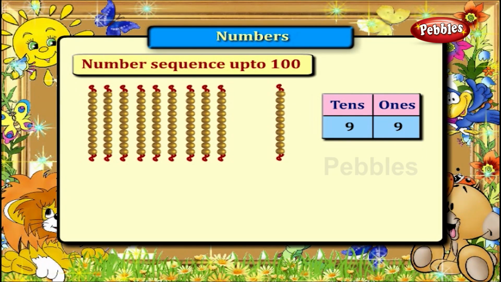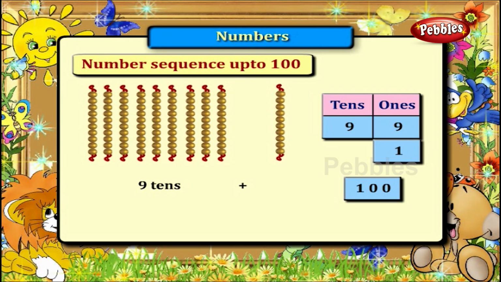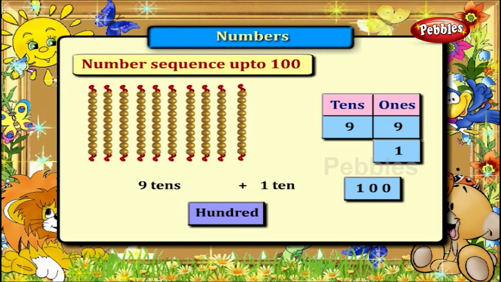Adding one more bead to 99 beads, we get 100. 9 tens plus 1 ten is equal to 100.